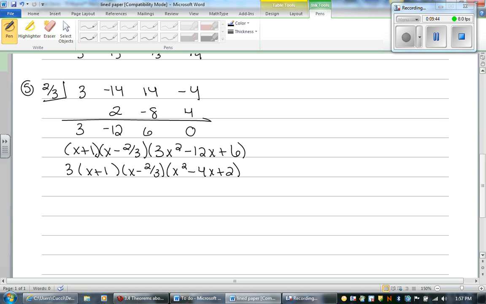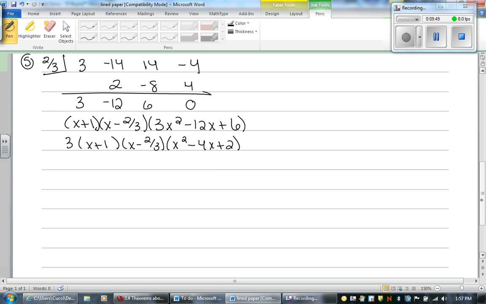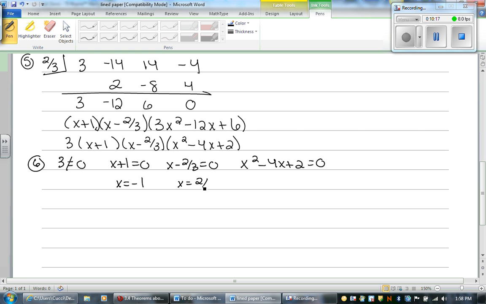So the next part, it wanted us to find all of the zeros. So what I'm going to have to do from there is use the zero product rule and set each one of these equal to 0 and solve for x. Now the degree of the original polynomial was 4, so we're assuming that there's 4 solutions. So obviously that doesn't work. -1, 2/3. And now this one doesn't factor.